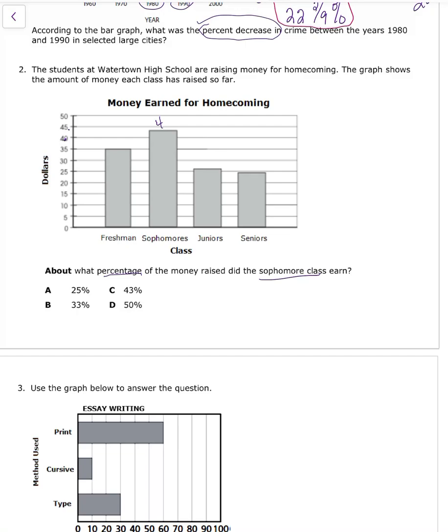Let's do 44. This one's 35. This one's probably 26, and then 25. So we need to get the total amount raised. Be 20, 2, 4, 6, 2, 4, 6, 8, 12, 13, 14, 15.